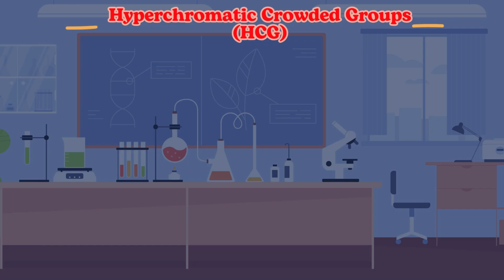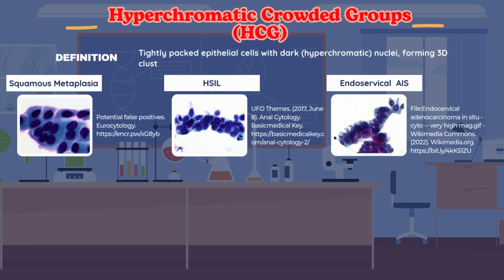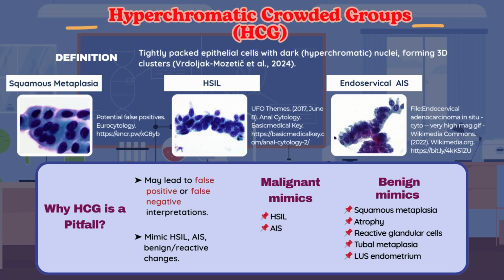Next, hyperchromatic crowded groups, or HCGs, are tightly packed clusters of epithelial cells with dark staining, hyperchromatic nuclei. These clusters often form three-dimensional patterns, which can easily be mistaken for abnormal or malignant lesions on a pap smear. HCGs are a major diagnostic pitfall. They can closely mimic high-grade squamous intraepithelial lesions, or even glandular abnormalities like adenocarcinoma in situ. But not all HCGs are malignant.